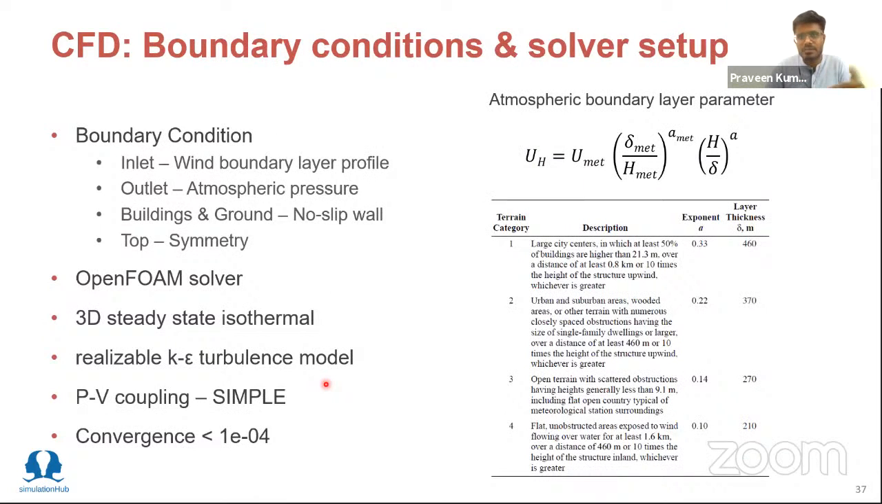The next thing is boundary condition and solver setup. I explained the atmospheric boundary layer parameter, right? This is the formula, taken from the ASHRAE handbook. It follows that profile depending on whether you have selected city, urban, or the sea. These are the input boundary conditions we use for the inlet. It is a boundary layer profile, the buildings are considered a no-slip wall, and the top portion is a symmetry. We use OpenFOAM solver, which is well validated and established, in the background. The simulations are 3D steady-state isothermal, and the turbulence model is realizable k-epsilon. The convergence criterion is strict, typically residuals less than 1e-4.